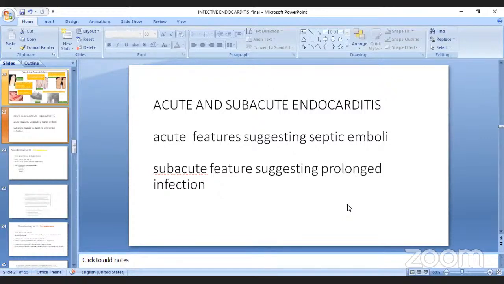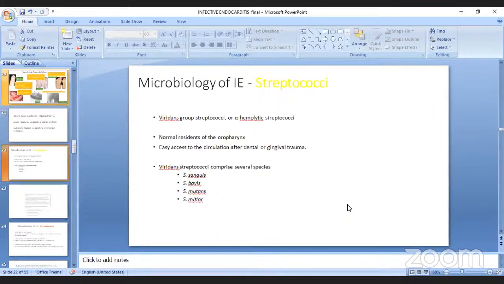This is one thing that I want to ask you all: what is one feature which will suggest a very prolonged infection? It is Janeway lesions, whereas acute features will be suggestive of septic emboli, like Osler's nodes, Roth spots, splinter hemorrhages. So this is what you have to remember. Subacute features will be like Janeway lesions. The patient will have fever, but will not have much weight loss or anorexia. But with acute features, he will have all these septic features. He'll have dyspnea, and it may also lead to congestive cardiac failure. So this is again one thing that you have to remember.